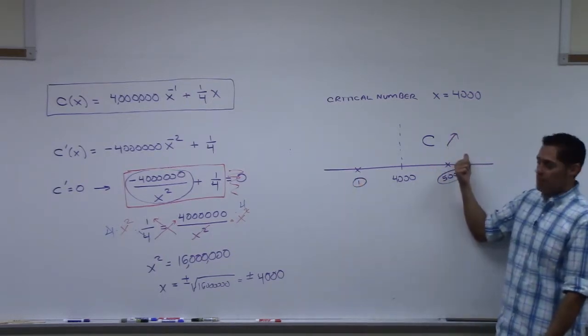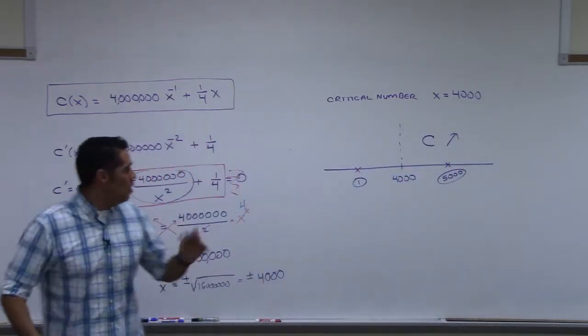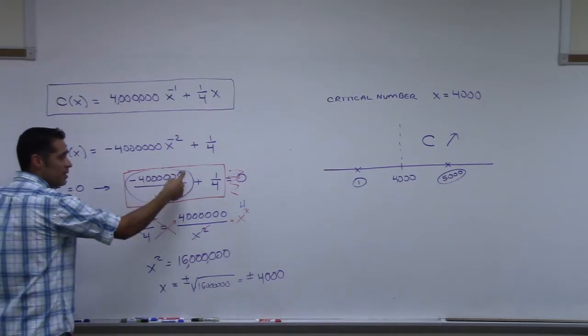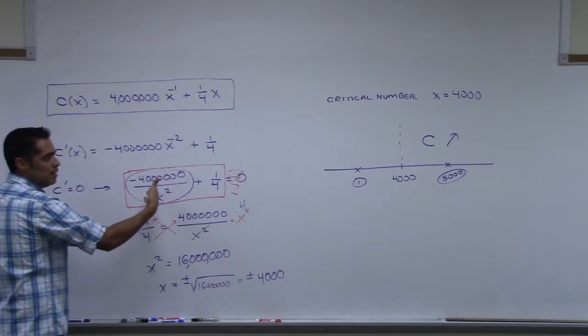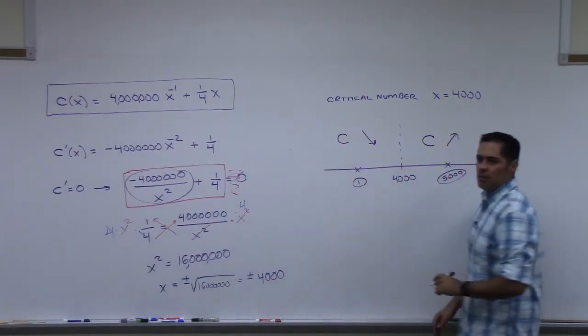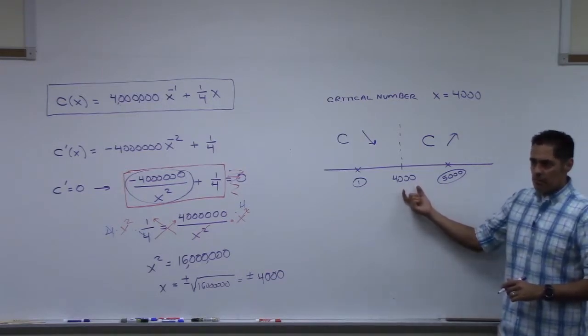We're going up. And then over here we need it to go down, right? So plug in 1, and I think 1 is pretty easy because plug 1 in right here, it's just negative 4 million, plus 1/4. That's a negative number. So that means our cost function over here is going down. And what does that mean? We have a minimum value at 4,000. Yeah, you got to plug 4,000 into the original, right?